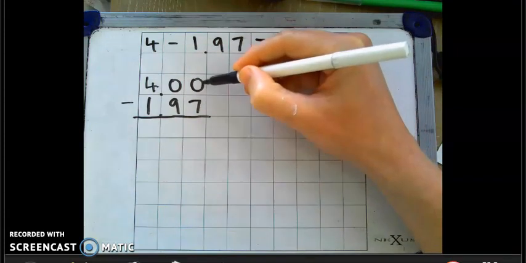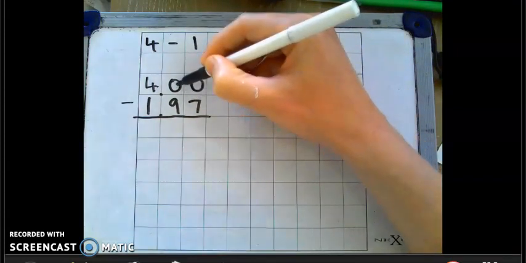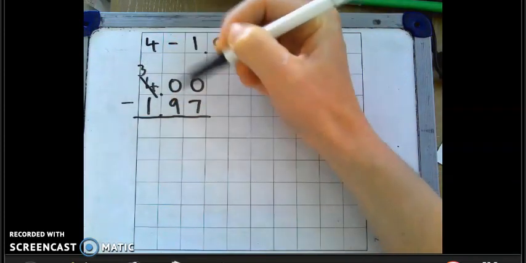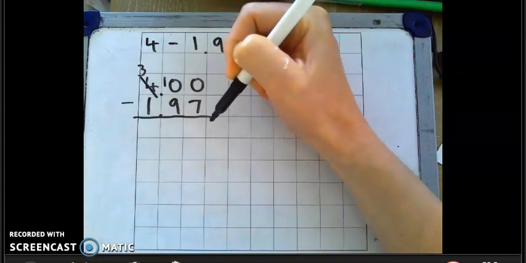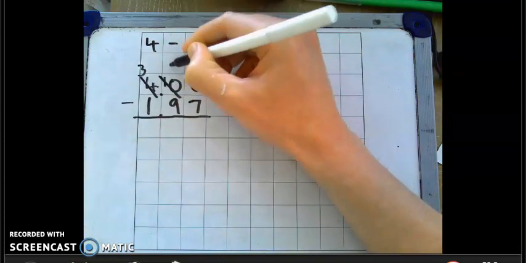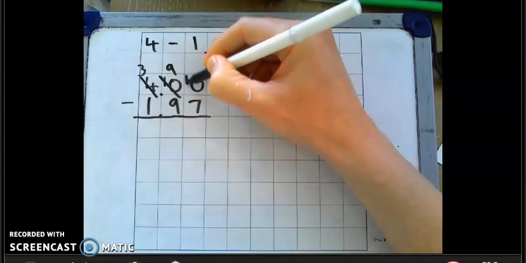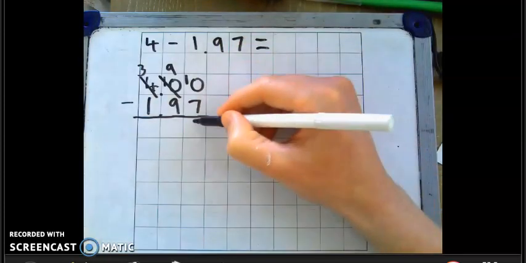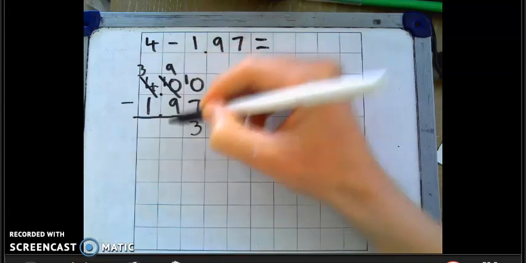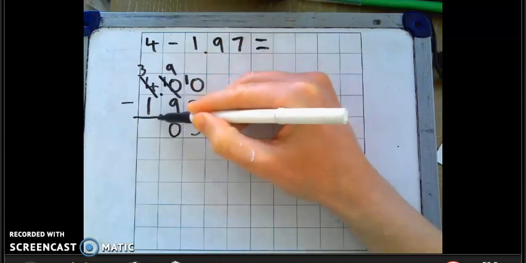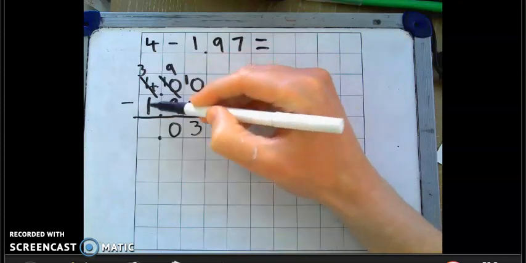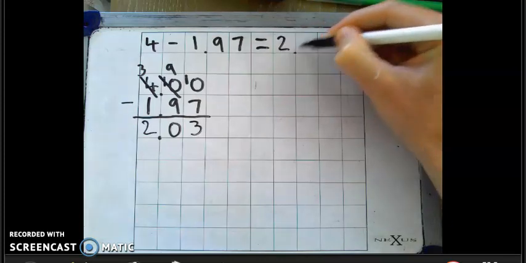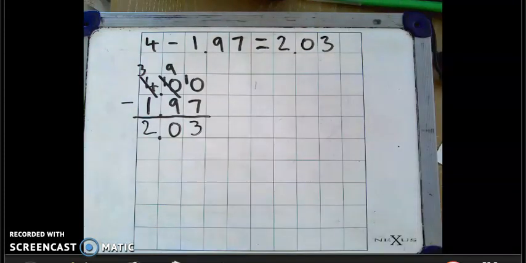7 take away from 0, we can't do, and we also can't take from here. So let's go all the way to here. 4 becomes 3. 1 goes to here, but then straight away we need to take 1 from there, so it becomes 9, and then this becomes 10. 10 take away 7 is 3. 9 take away 9 is 0. Don't forget to pop the decimal point in. 3 take away 1 is 2. 4 subtract 1.97 is 2.03, or 2 3/100.